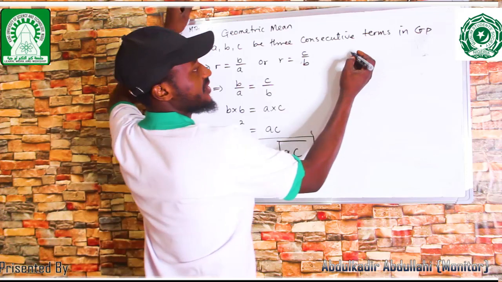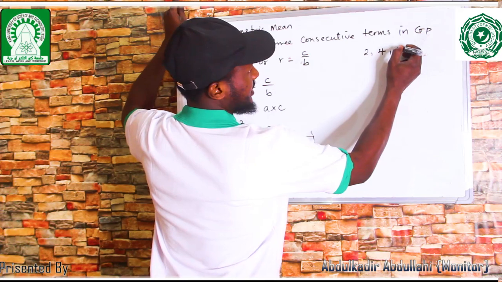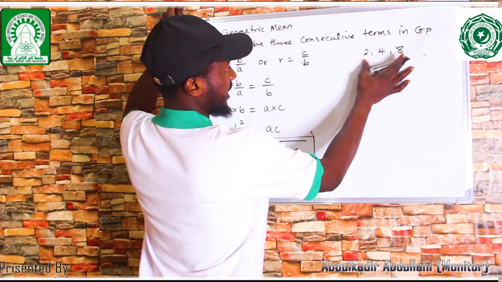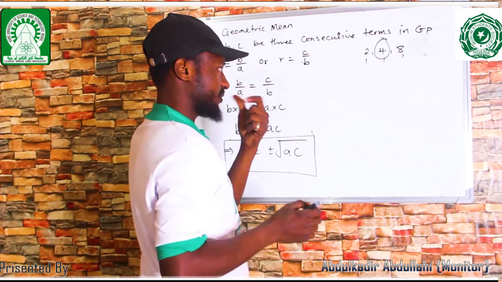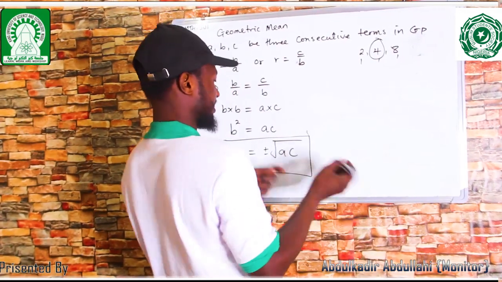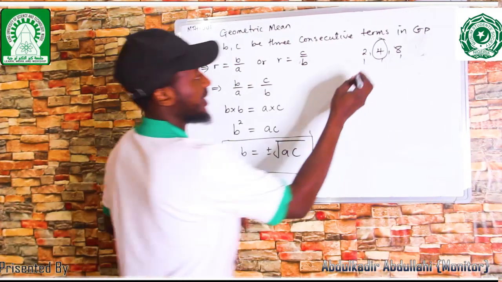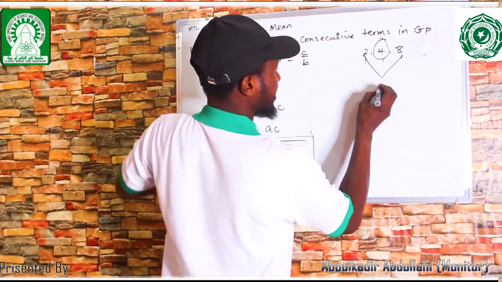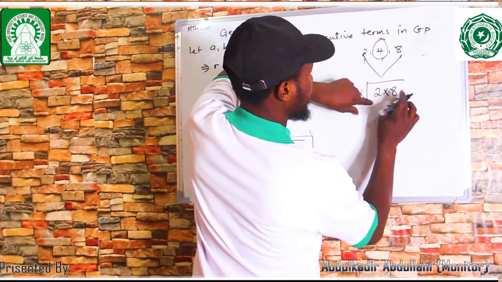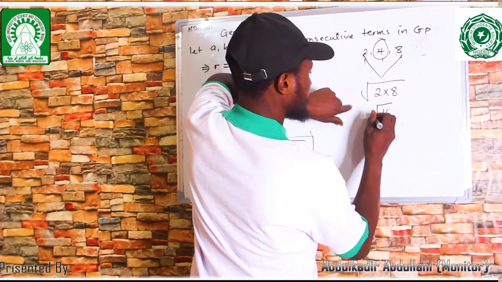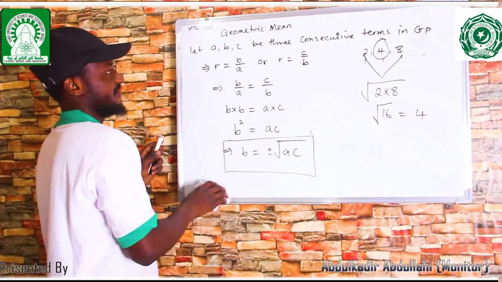For instance, I may be given, let's say, 2, 4, and 8. Assuming this is 2, 4, and 8, this is our A, B, and C. This 4 is our B. And how do we find it? By taking the root of the product of the first and last number. The first and last numbers are 2 and 8. Now let's multiply them. 2 times 8 here, we're going to have 16. And the root of 16 is 4. And you see the 4 is here. So this is how to find it.